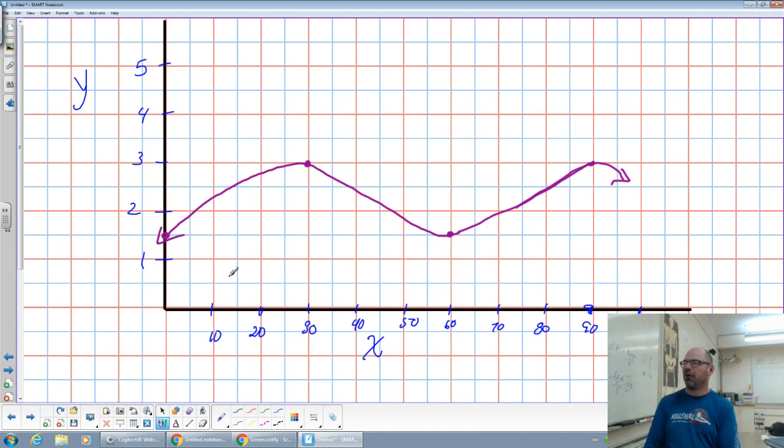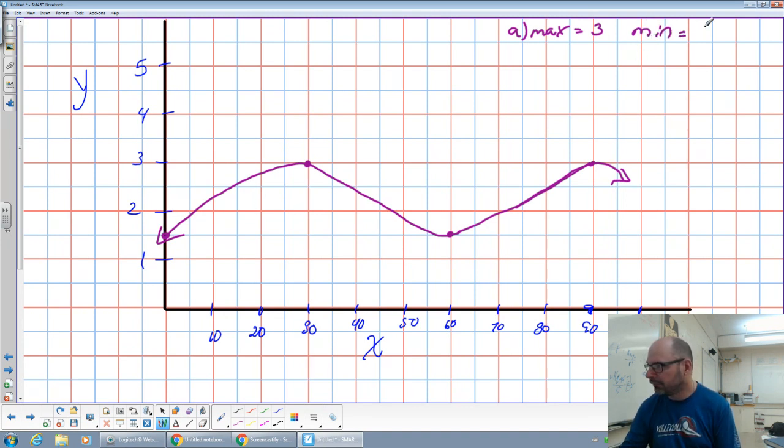All right, so there we have our graph. So finding the same 5 questions again. Let's do the max and min values. The max is equal to 3. The min value is equal to 1.5. The period here, we could go from max to max or min to min. Let's do min to min this time.